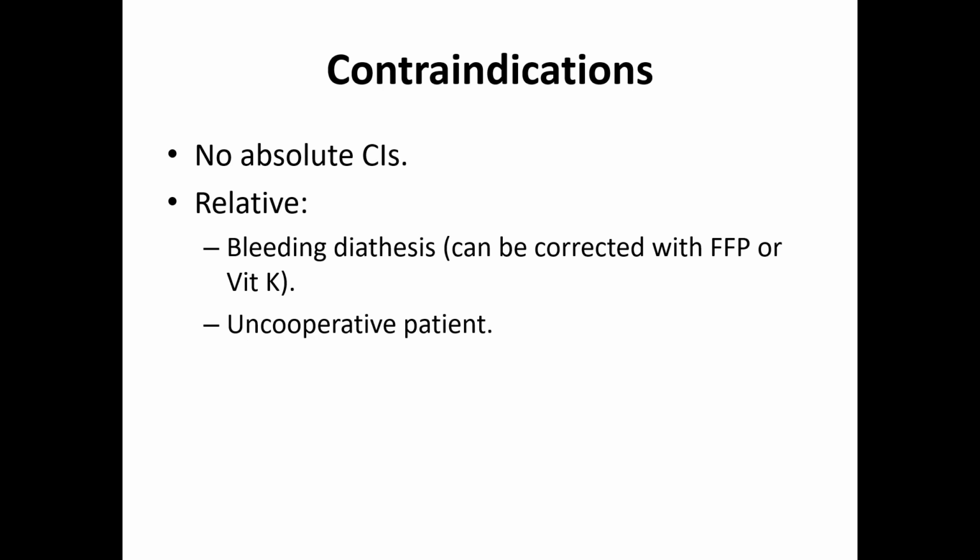There is no absolute contraindication, and relative contraindications are bleeding diathesis and uncooperative patients, because uncooperative patients make problems. They panic during the procedures and do not allow you to do your work. These procedures are done under local anesthesia, so if they are not cooperative, they will move during your procedure and make it unsuccessful.